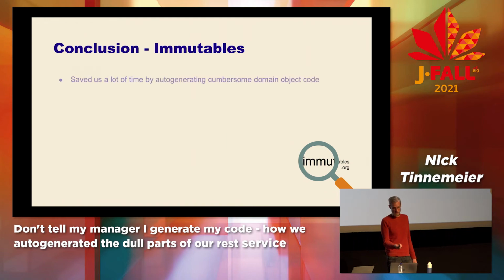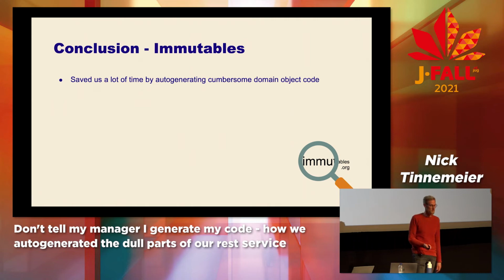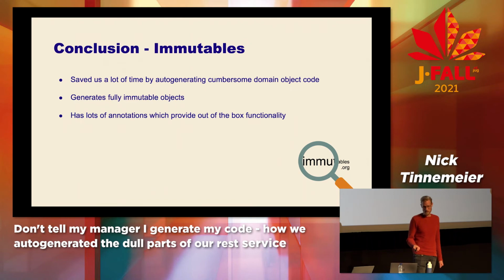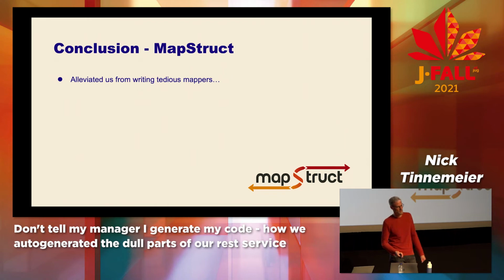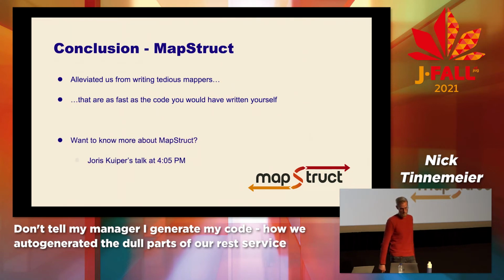And then there is Immutables. That framework saved us a lot of time by auto-generating cumbersome domain object code. It generates fully immutable objects, and has lots of annotations which provide out-of-the-box functionality. And finally, I talked about MapStruct. That alleviated us from the tedious task of writing mappers that are as fast as the code you would have written yourself. And if you want to know more about MapStruct, Joris Kuiper will give a talk, an intro to MapStruct, at 4:05, so I hope I didn't tell everything he's going to tell.